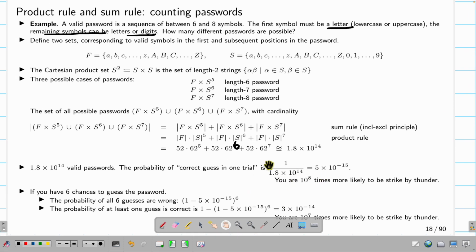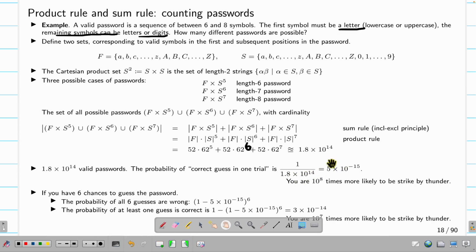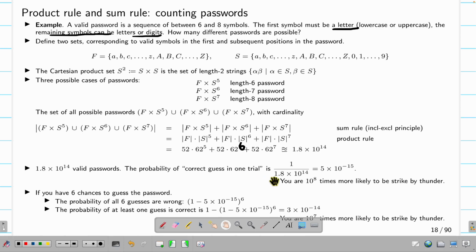And then here is something funny, basically saying that you have a lot of passwords, and because you have a lot of passwords, the chance of guessing one correctly is very low, and you are more likely to get hit by thunder than guessing a password.